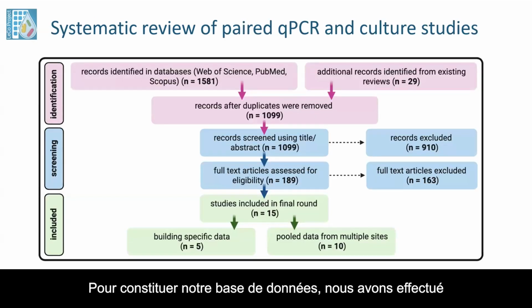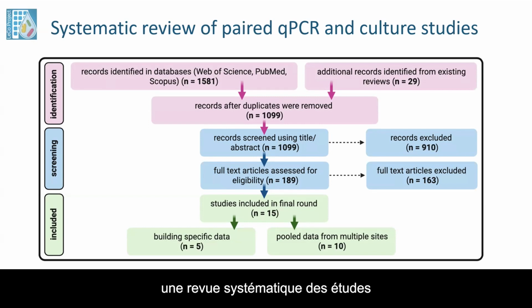To build our database, we conducted a systematic review of studies comparing qPCR and culture results from Legionella pneumophila in potable water systems. We screened over 1,500 records from Web of Science, PubMed, and Scopus, along with references from existing reviews. After removing duplicates, about 1,100 records were screened based on title and abstract.